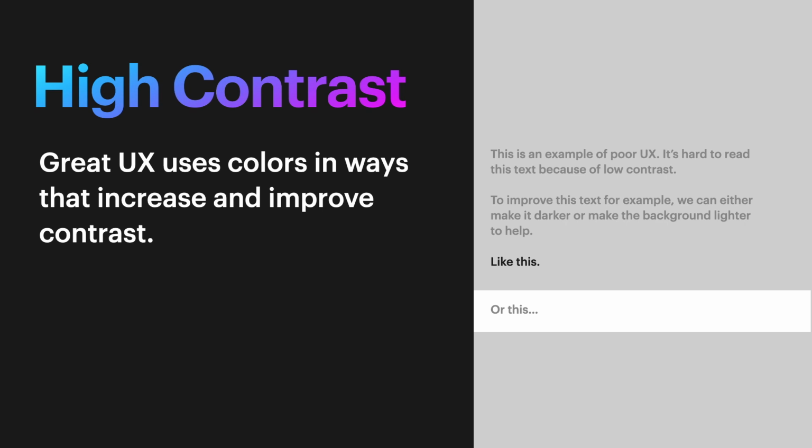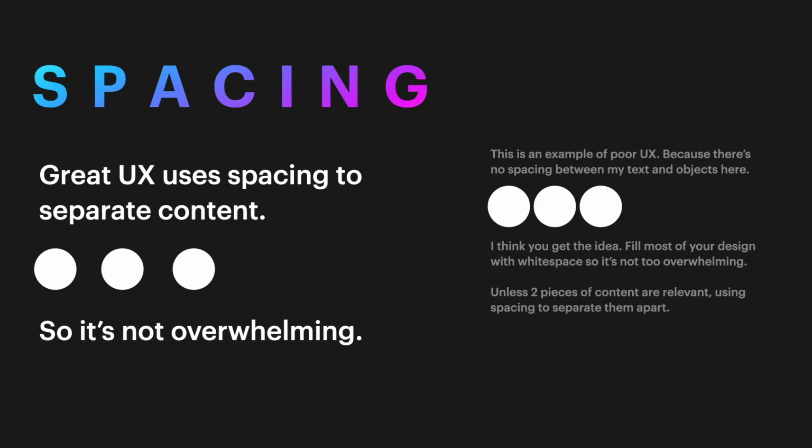Great UX uses colors in ways that increase and improve contrast. So this is really important here. You want to make sure that you have high contrast in your designs. On the right here, we can see an example of poor UX where it's hard to read the text because it has low contrast. The difference in color or hue between the foreground here, which is the text, and the background, which is kind of a light gray here, is kind of low. So to improve this text, you can either make the text a little bit darker, or if you can, lower the background and make it lighter, you can do that as well to help improve the contrast.